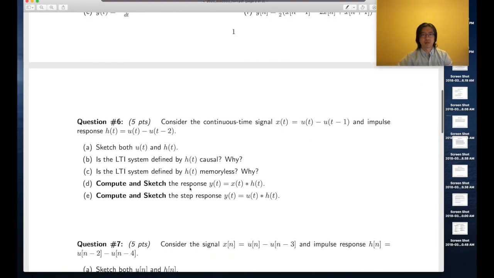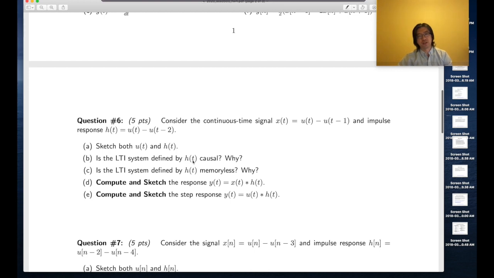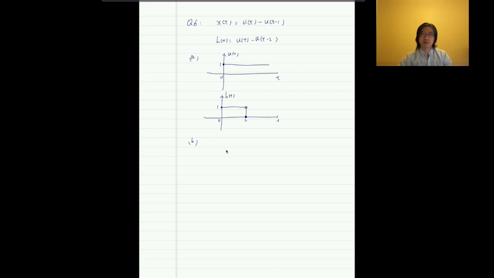Now let's try to answer the second question. The second question asks: is the LTI system defined by h of t causal? Why? In class, we have learned that if a system is causal, then we require h of t is 0 for t less than 0. You can see the definition is identical to that of a causal signal, but the meaning is totally different. In class, we explained why this should be true, but we need to be careful about the meaning of it. Clearly h of t satisfies this condition. Therefore, yes, it is a causal system.